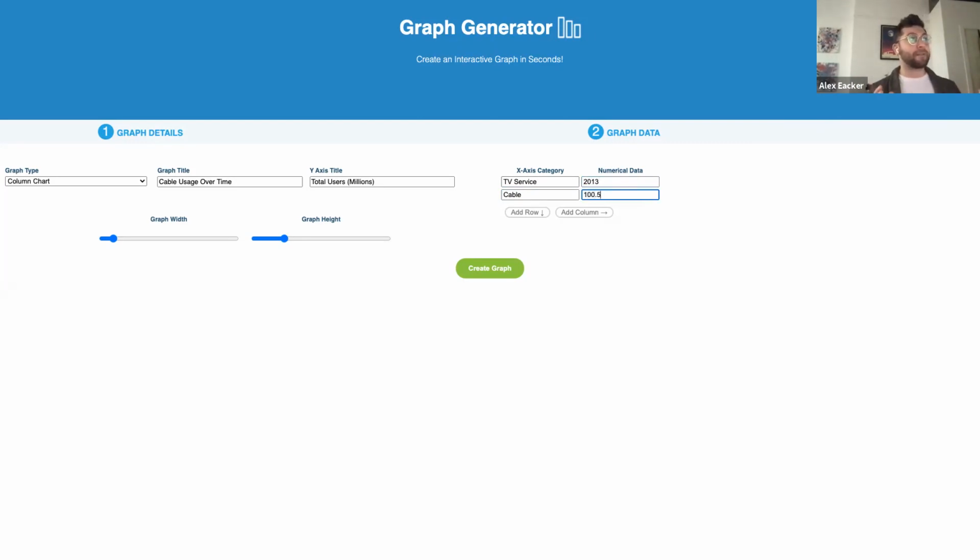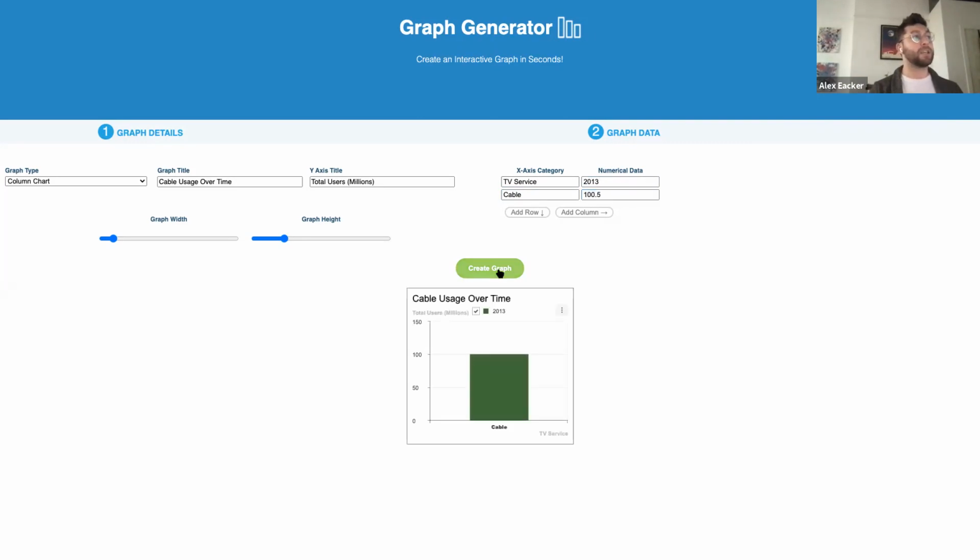So right now we've got a graph, and what we see here is our graph is generated, and it includes the title, the y-axis, the x-axis, and also the x-axis category, right? We had cable as this category here, so we can see that cable is one of the x-axis items. When we hover over it, it shows me that in 2013, our number is 100.5, and we know that's total users in millions, right? On its own, this graph isn't very useful. We're just showing one piece of information. This is something I could simply read on a table.